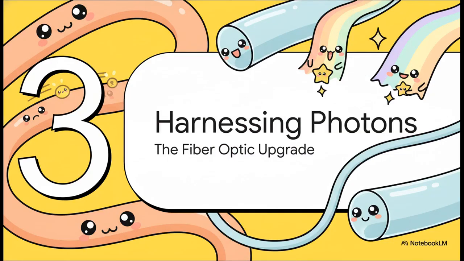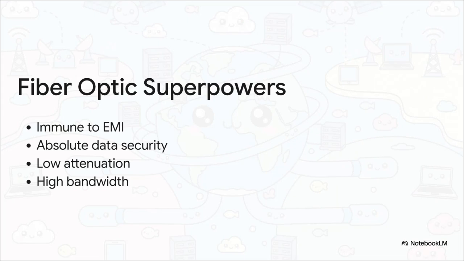Section 3, harnessing photons. Copper is amazing, but electrical resistance eventually causes the signal to fade over long distances. So we needed a major upgrade. Enter fiber optics. When we swap out copper for glass and electrons for light particles, we are literally giving our network superpowers. Because they use photons, they are 100% immune to electromagnetic interference, zero static.